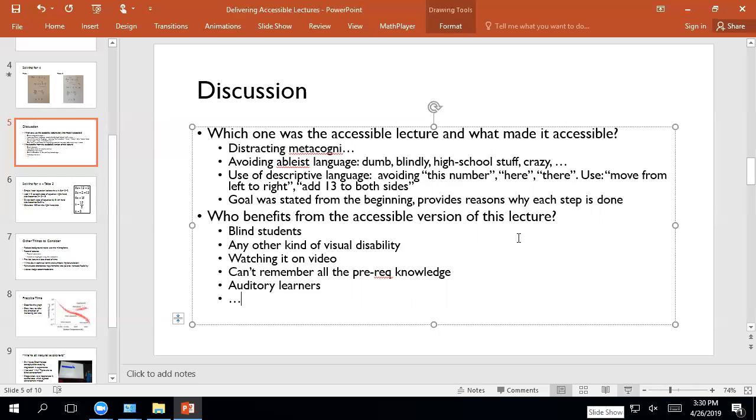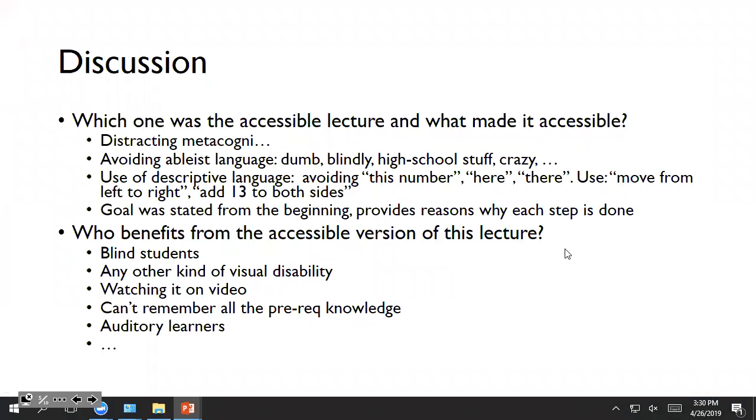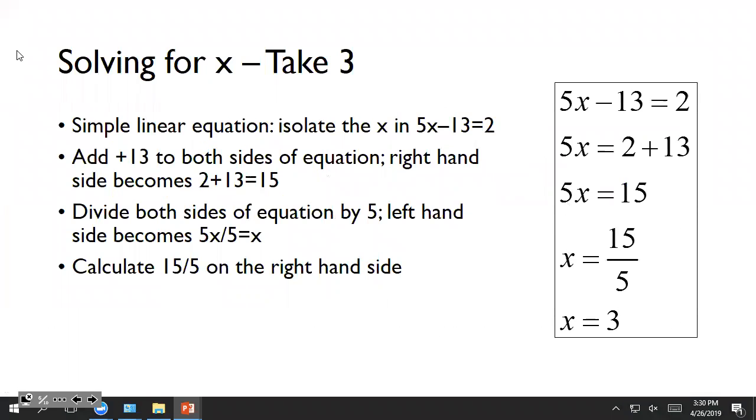So we're going to move on now to an even more accessible version of that. This will be take 3. And there is no one unique solution to how do I make my lecture more accessible or fully accessible.